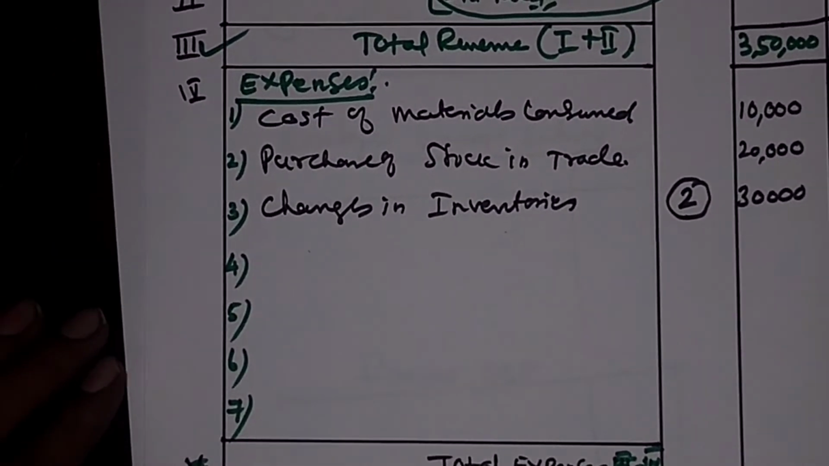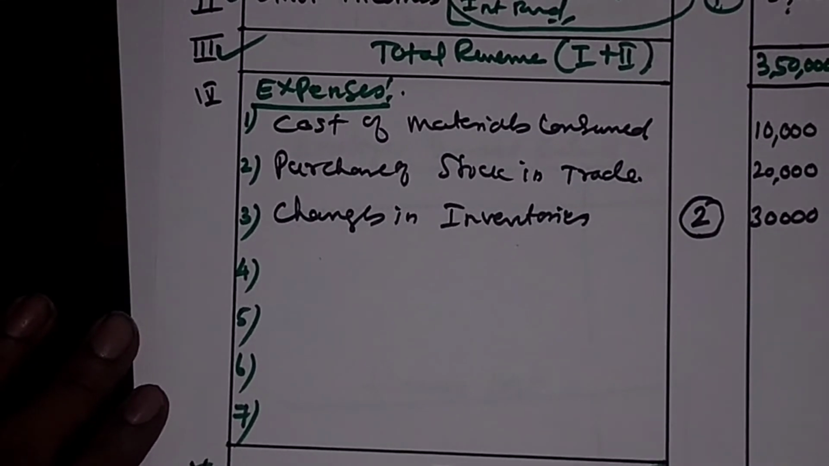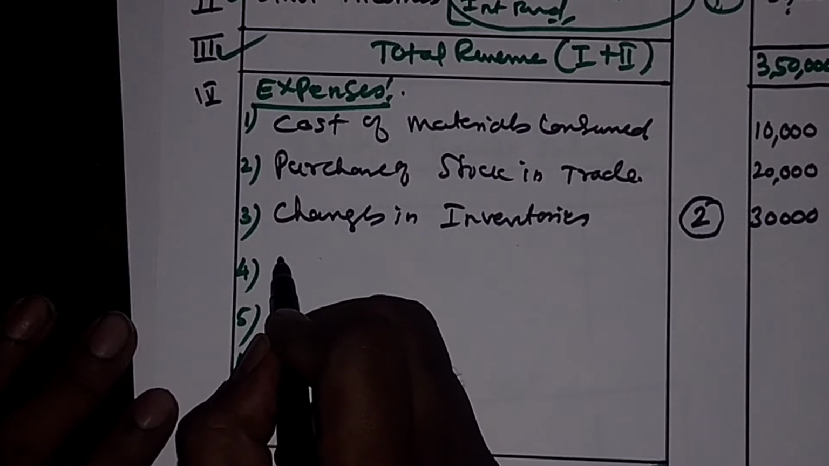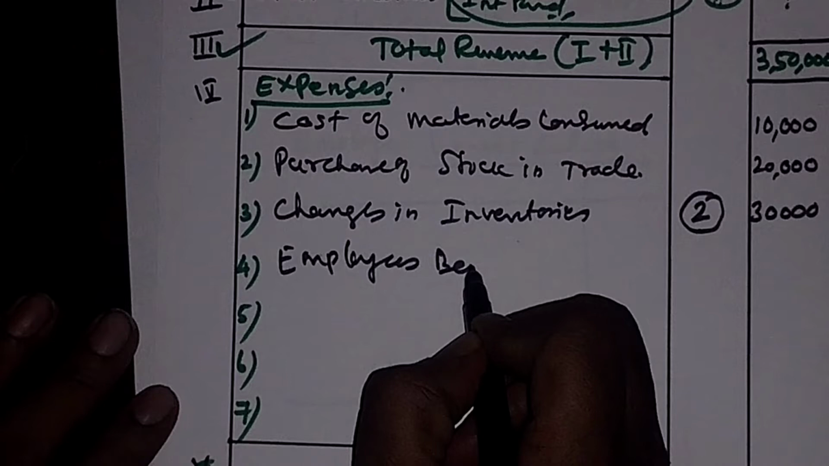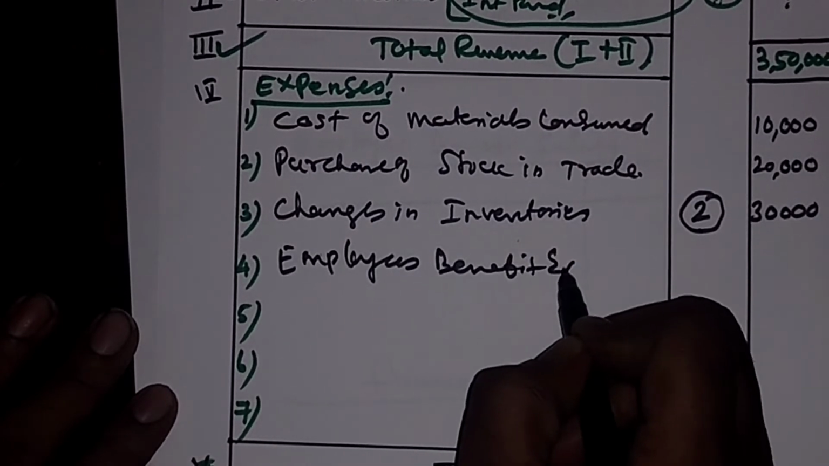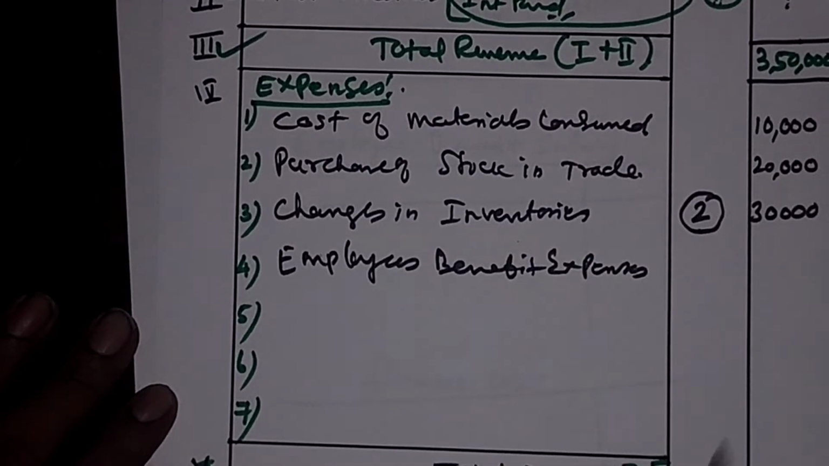Next, coming after this point number 3 under Roman number 4, the fourth one is the employees benefit expenses.